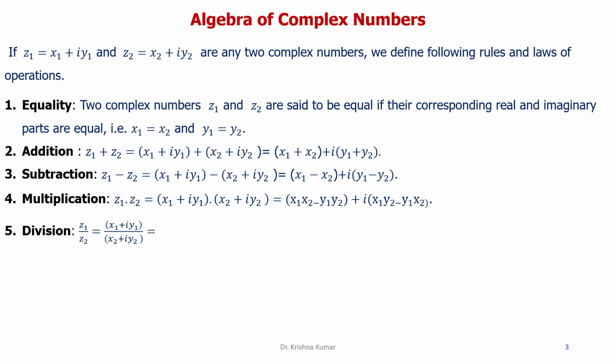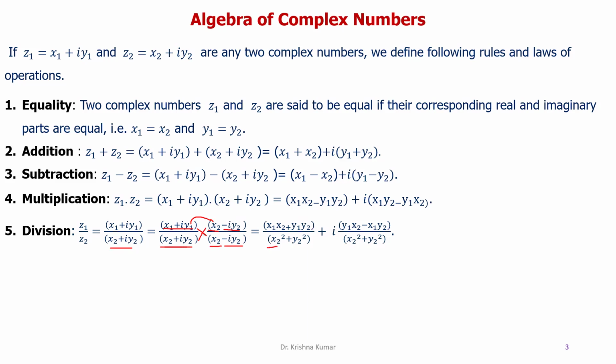Similarly, division of two complex numbers, z1 upon z2, can be written as x1 plus iy1 divided by x2 plus iy2, which is given by x1 plus iy1 upon x2 plus iy2, and let us rationalize it with the conjugate of x2 plus iy2, meaning we multiply by x2 minus iy2 and divide by x2 minus iy2. Now if you multiply those, we have x1 x2 plus y1 y2 upon x2 squared plus y2 squared, plus i times y1 x2 minus x1 y2 upon x2 squared plus y2 squared.